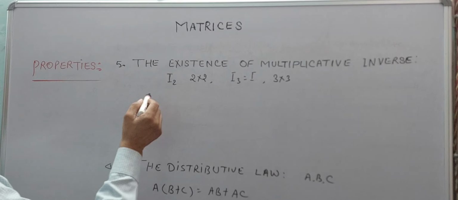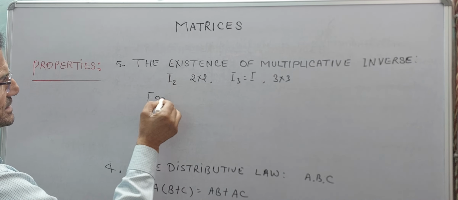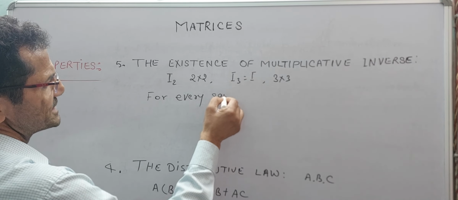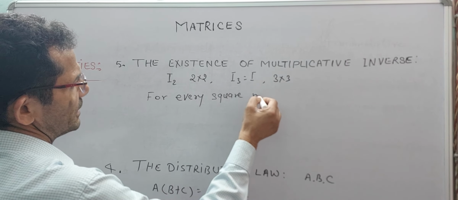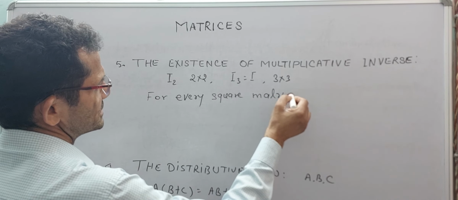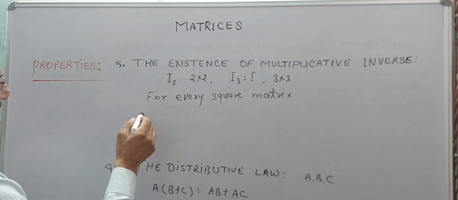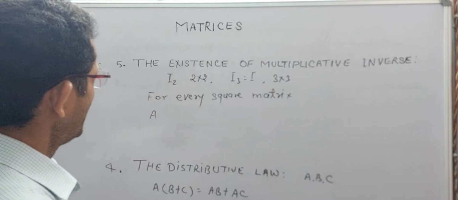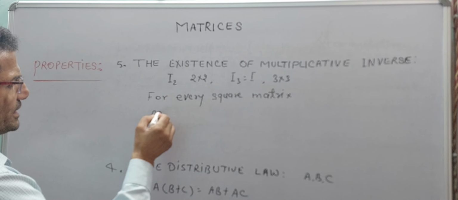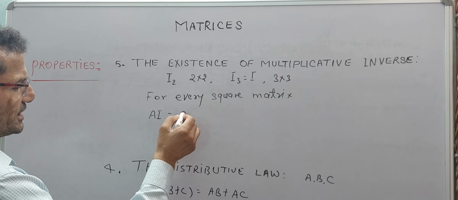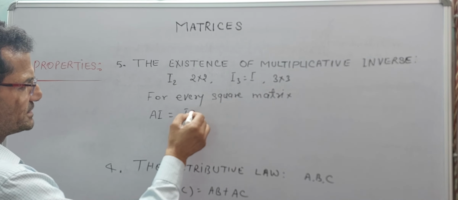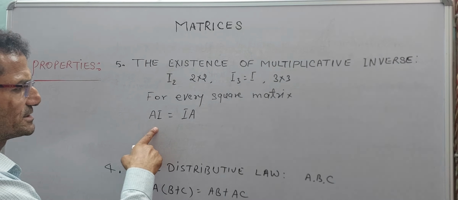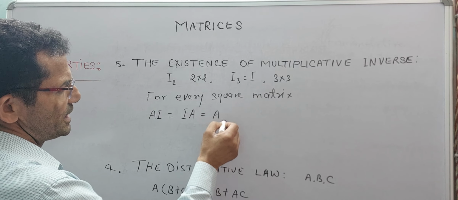So for every square matrix there is an existence of the identity matrix. Let us suppose A is a square matrix of order 3, and if I multiply A with I, then, in matrix multiplication, commutativity is possible only with the identity matrix. So it comes out A. Here I is the identity matrix.